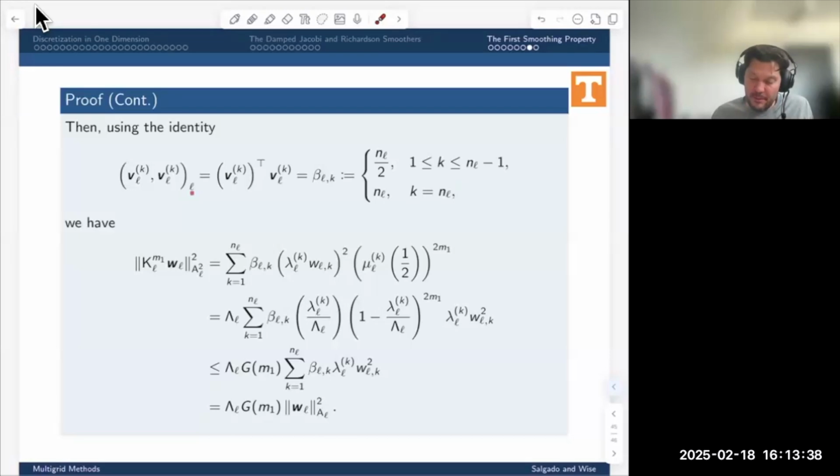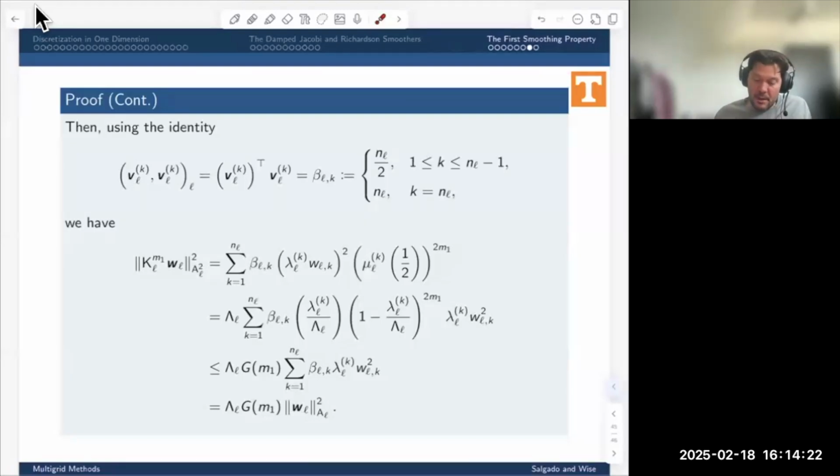L is the level number, right? And so we're going between 1 and N_L. For k between 1 and N_L minus 1, the normalization beta works out to just be N_L over 2. And for k equals N_L, it's exactly N_L. This is a little bit different than what we found for the eigenvector basis for the standard stiffness matrix. Remember, our A_L matrix in this cell-centered case is not quite the standard one because it has that weird 3 on the diagonal in the first and last positions. So it has a 3 rather than all 2s.